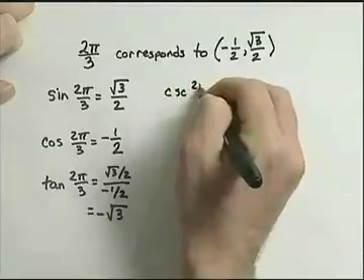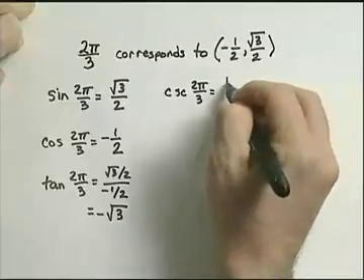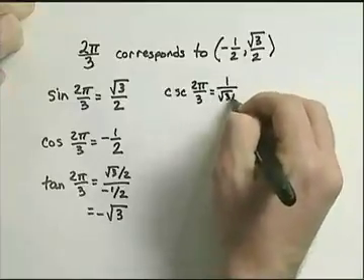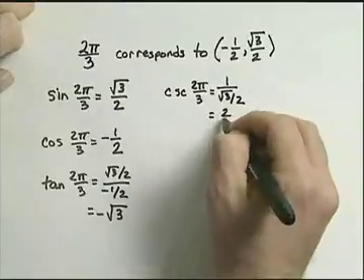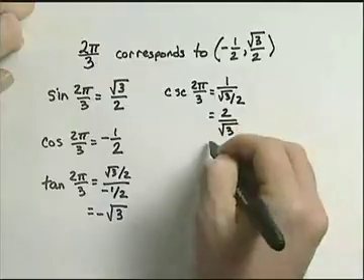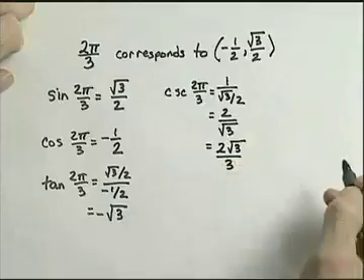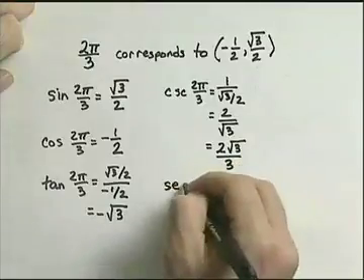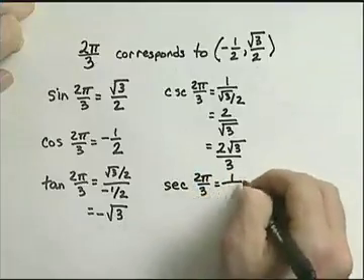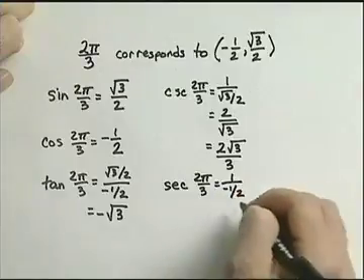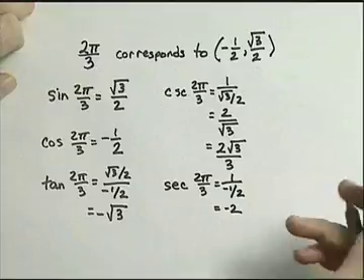The cosecant takes as input an angle and gives as output 1 over the y-coordinate. So I have 1 over the square root of 3 over 2, which is 2 divided by the square root of 3, which upon rationalizing is 2 root 3 over 3. The secant takes as input an angle and gives as output 1 over the x-coordinate, so I get that the secant of 2 pi over 3 is -2.